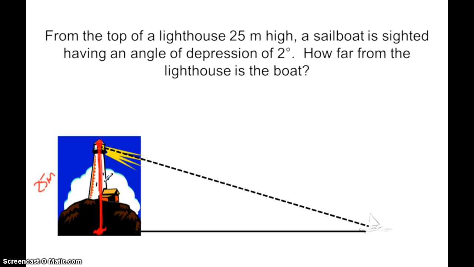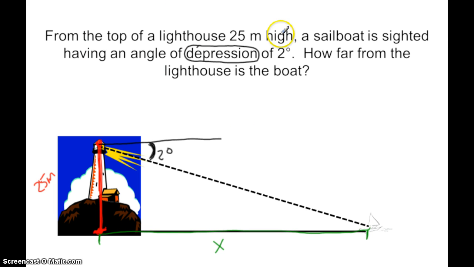A sailboat is sighted having an angle of depression of 2 degrees. So angle of depression means, from where I'm at in the lighthouse, here's my horizontal, here's what I see, this angle is 2 degrees. Notice again, I didn't mark that angle inside here. I had to actually draw another line to write that angle. So that's my angle of depression. And I want to know how far from the lighthouse is the boat. So this is my unknown. This is my x value, this length right here on the bottom.